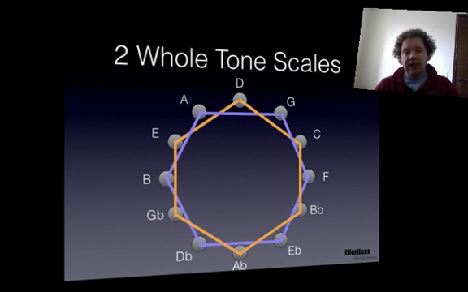So graphically now you can see that there are only 2 whole tone scales, and the other scales are the same group of notes, just starting from another note.